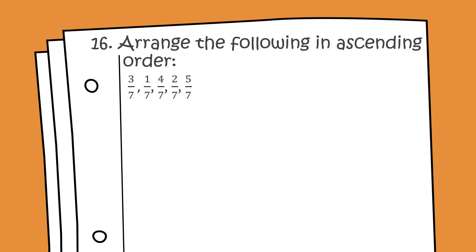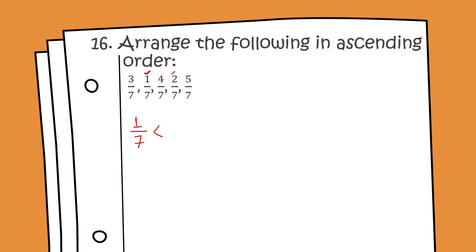In the next question, we have to arrange the following in ascending order. Fractions are given to us. All fractions are like fractions. So we have to check their numerators and arrange them in ascending order. Ascending order means from the smallest to the greatest one. So check the fraction with smallest numerator. You can see here 1 by 7. So this is the smallest fraction.